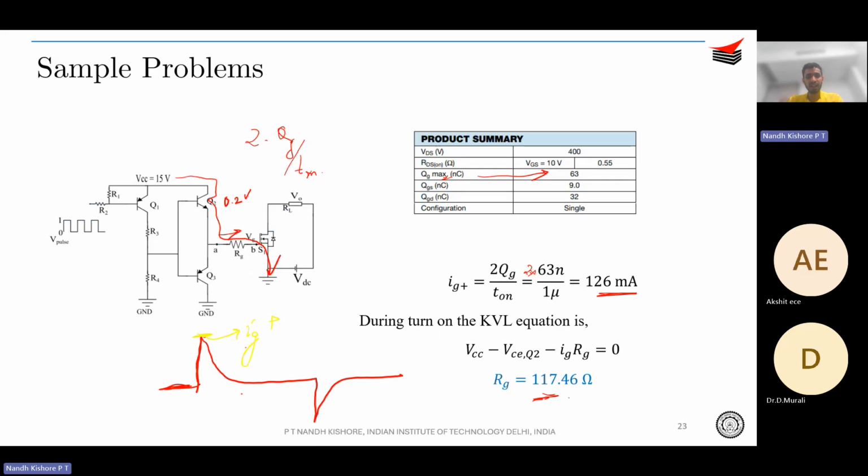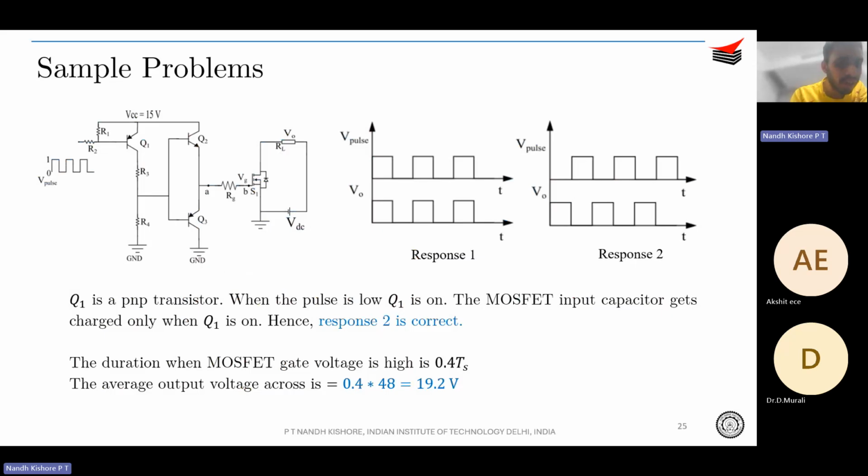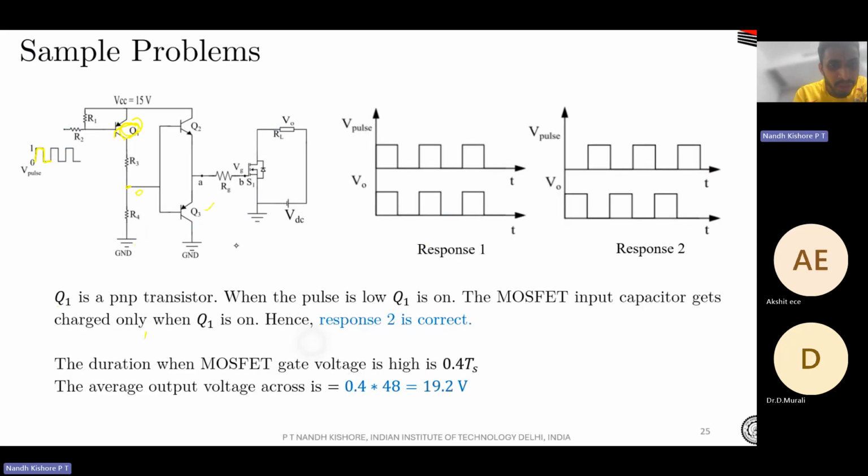So you can understand that since Q1 is a PNP transistor, if you give a high pulse over here, then obviously Q1 would be off. So if your Q1 is off, this would be a logic low circuit. If you have a logic low circuit over here, Q3 is going to be turned on. Okay, so your device VG would be off right now, correct?